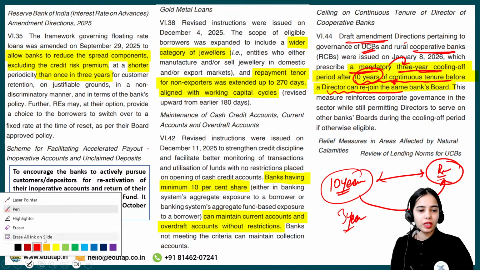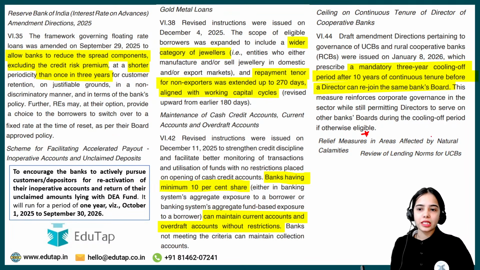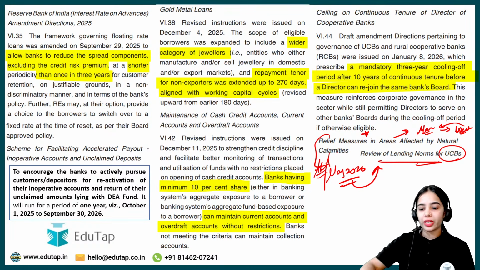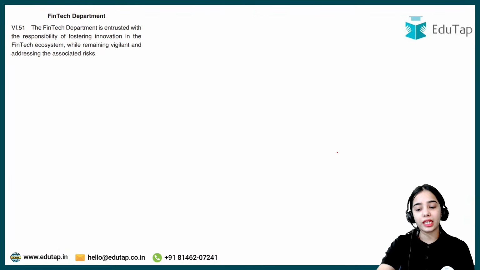This is the idea. Now, relief measures in areas affected by natural calamities. This we have just discussed in the May file. In the weekend marathon session also, I have discussed these natural calamities relief measures and the review of lending norms for the urban cooperative banks. So these are the directions from May 2026 or April 2026 that we have already covered in Finance 360 and in the weekend marathon sessions. Chalo. Now, moving forward with the next one, that is the FinTech department.